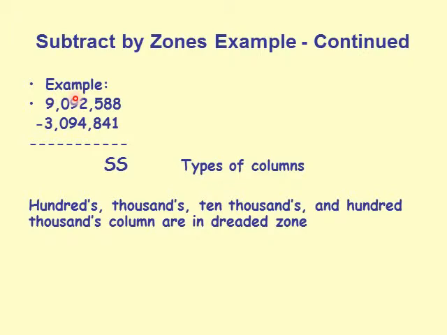Now the 10,000s column, 9 minus 9, is a sufficient column, not surplus. The dreaded zone continues. It started at the hundreds column and continues through 1000 and 10,000. Look at the 100,000 column, 0 minus 0, sufficient, not surplus. The dreaded zone continues. So the 100,000, 10,000, 1,000 and hundreds columns are in the dreaded zone. Look at the millions column, 9 minus 3, which is surplus, and the dreaded zone grows no more. So only these 4 columns are in the red zone.